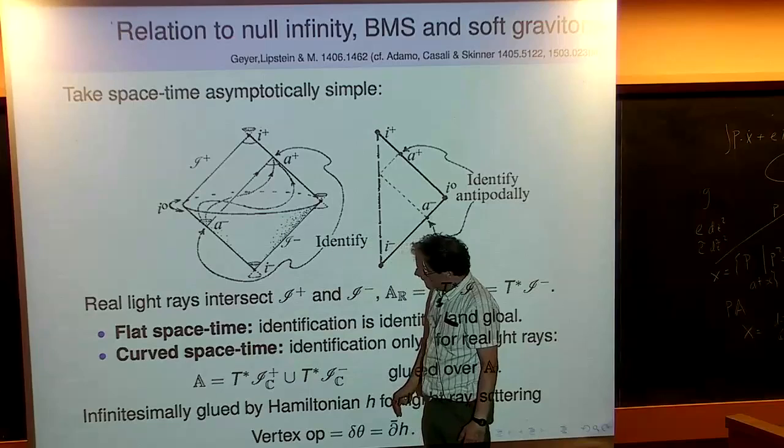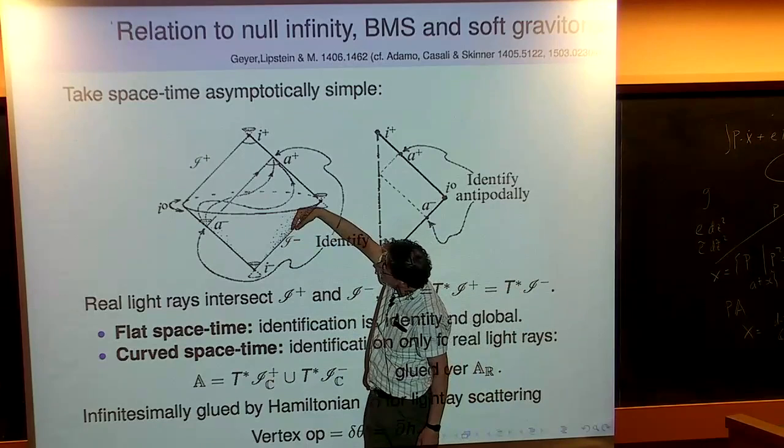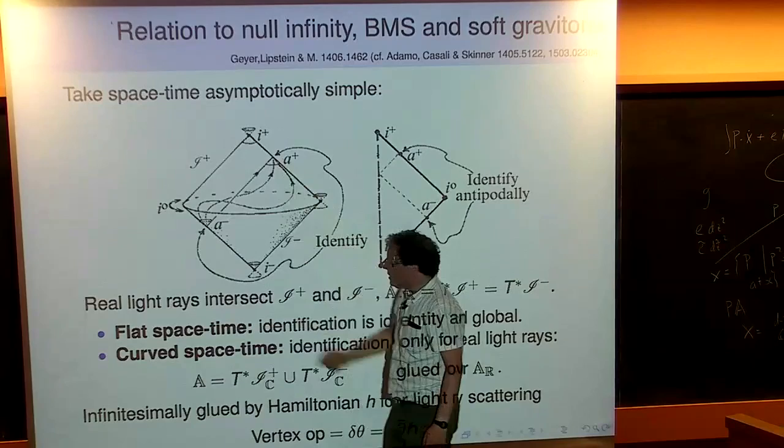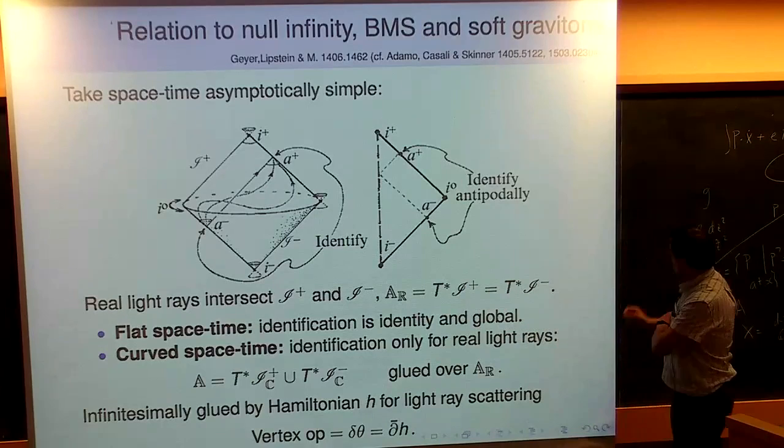but they don't cover the whole space, so you have to include them both. And in order to glue them, the only sensible way to glue them is by the map that takes the null geodesic from scri minus to scri plus, but that will only make sense for some small neighbourhood of the real light rays. Those are the only ones which will intersect both scri plus and scri minus. The other complex ones are just going only a small amount off into the complex thickening.